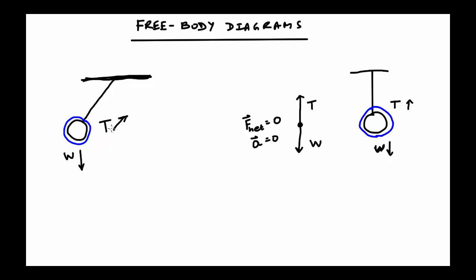Now, in this situation, we took a snapshot of the ball at the topmost end, and we know that the ball is going to start swinging back down. So it's going to have a net acceleration that points in this direction as it speeds up, moving down.